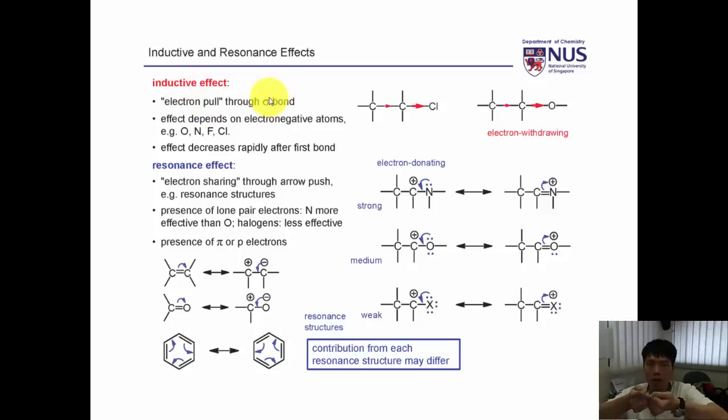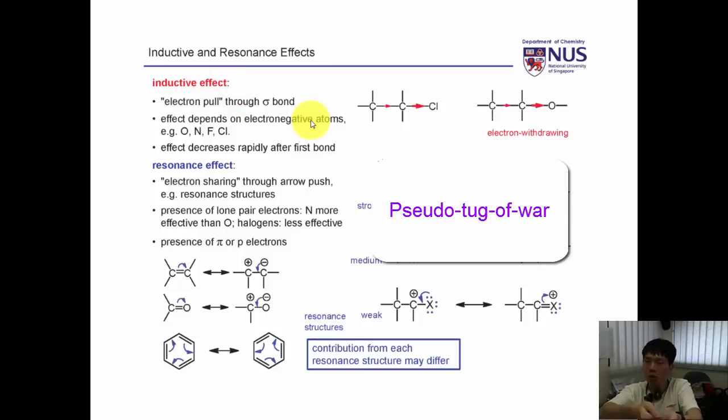Now we pull electrons through the bond, but that doesn't mean I remove them. It's more like pulling closer to myself. That's all. I'm still holding on to it, but pulling closer. So the effect depends on the electronegative atoms: oxygen, nitrogen, fluorine, chlorine. And this effect dies down rapidly after the first bond. So this is not that strong. It's like only one bond that can do it.